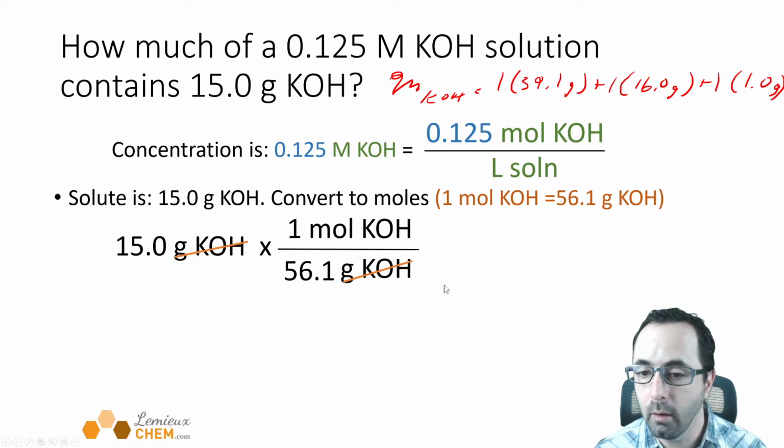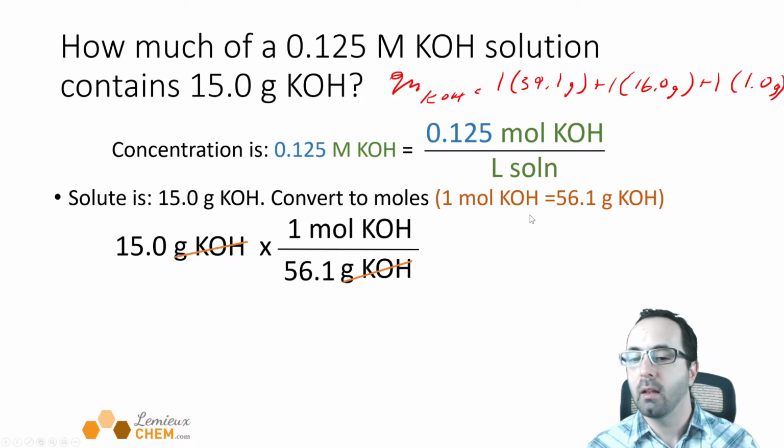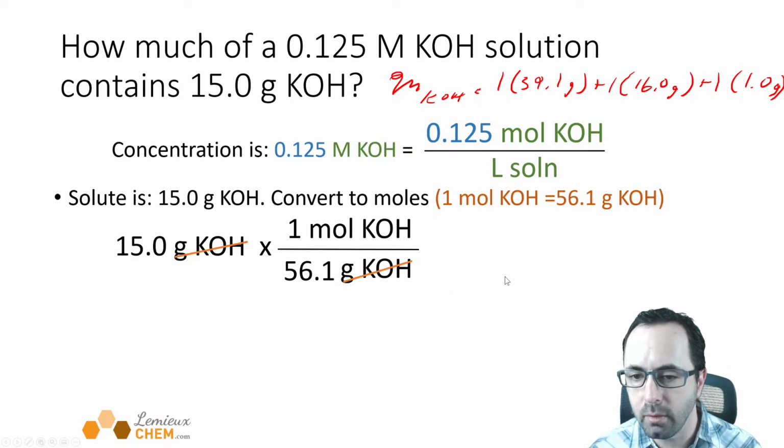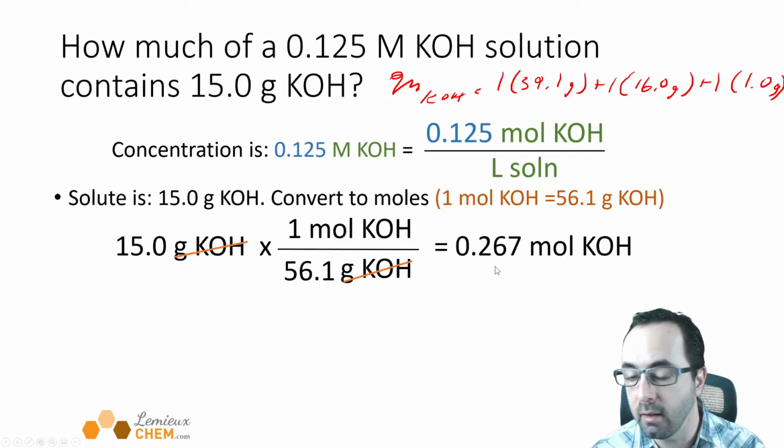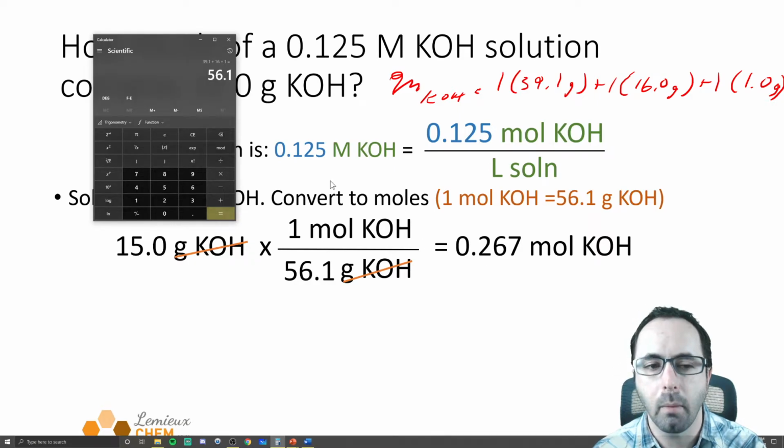Okay, we're not done though, because what we were supposed to get was how much of the solution we will use. So again, first we can calculate this. You can either calculate this and stop here, or you can continue. So 15 divide by 56.1, and we get 0.267 moles of KOH to 3 sig figs.